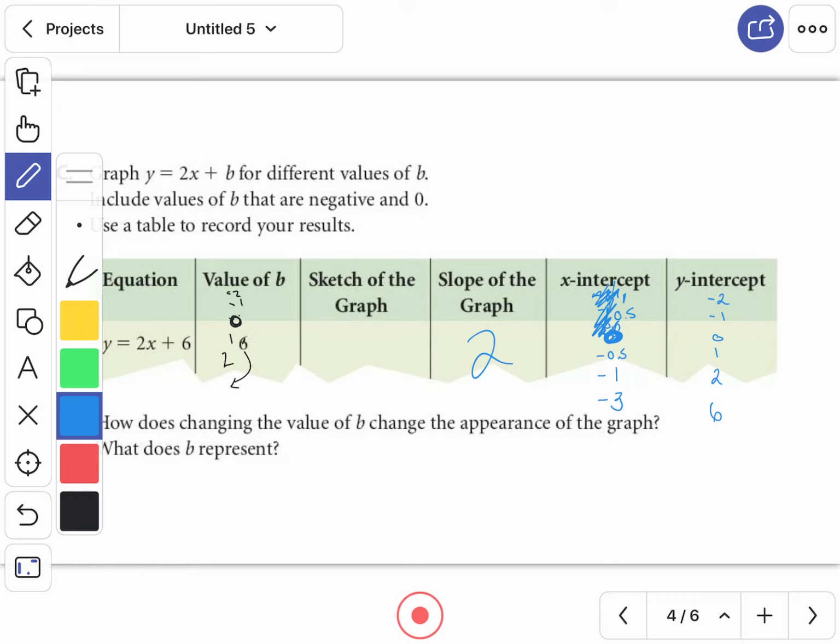So how does the changing value of b change the appearance of the graph? It changes the y-intercept. Therefore, b must represent the y-intercept of our graph.